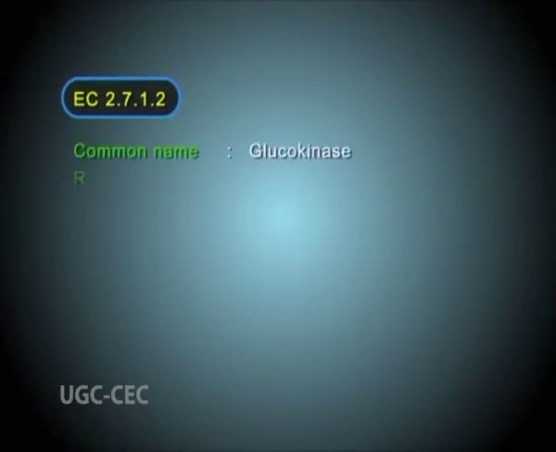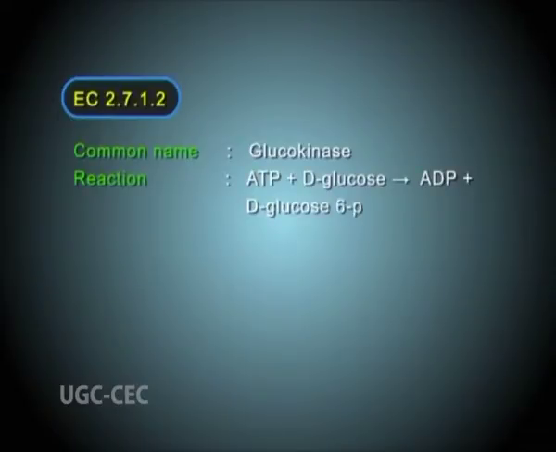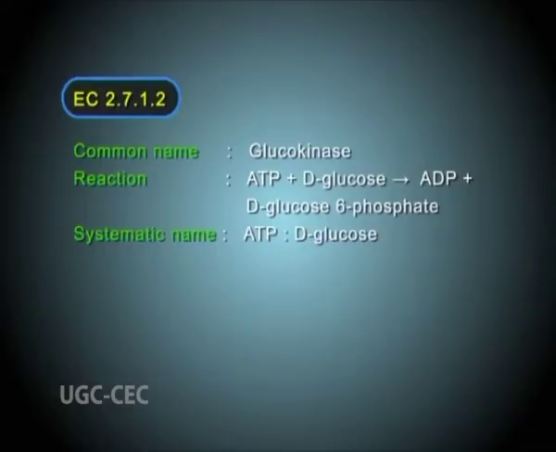Similarly, EC 2.7.1.2 has a common name of glucokinase, catalyzing the reaction ATP plus D-glucose giving ADP plus D-glucose 6-phosphate, which has a systematic name of ATP:D-glucose-6-phosphotransferase.